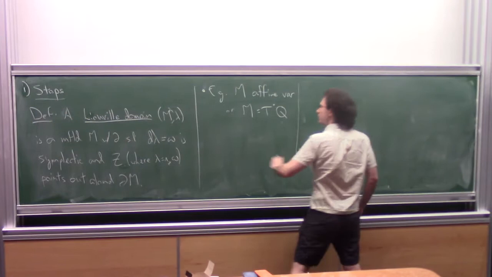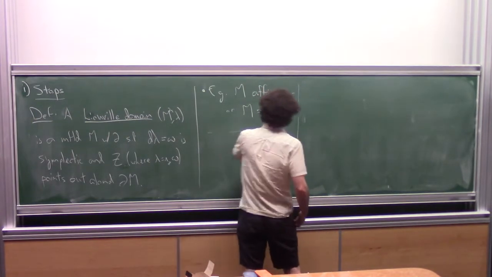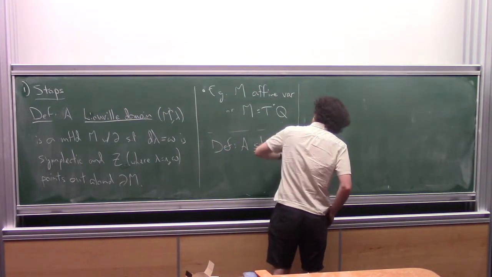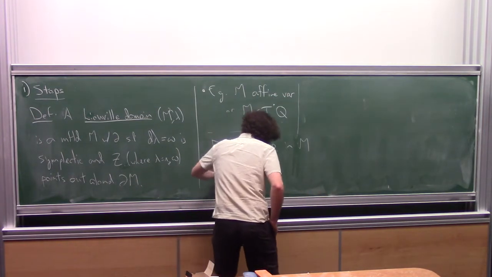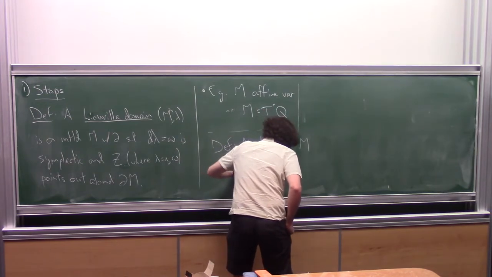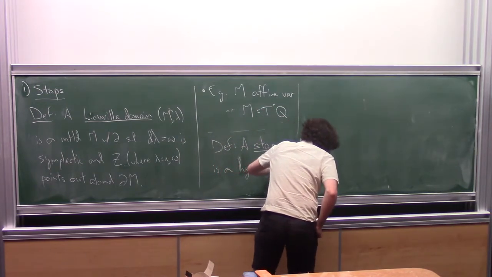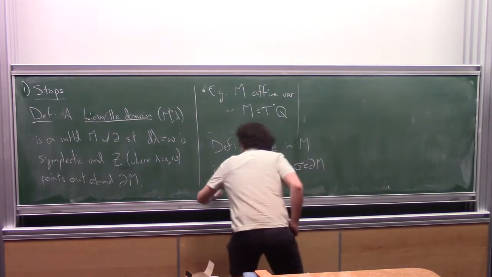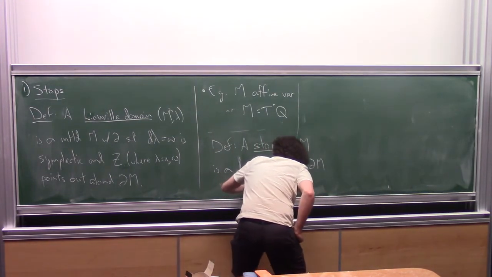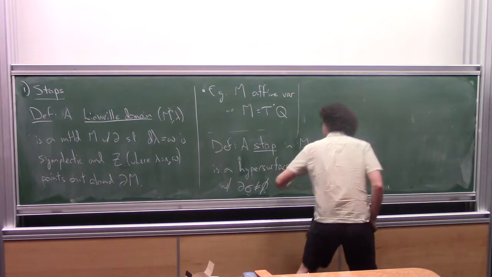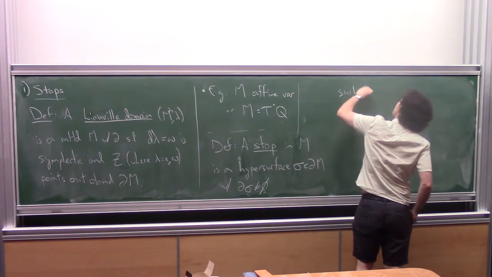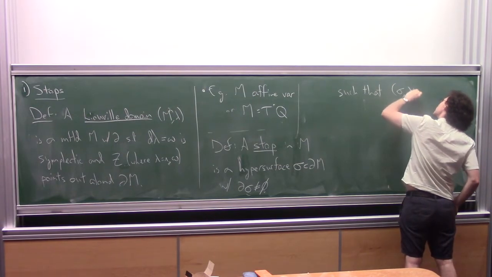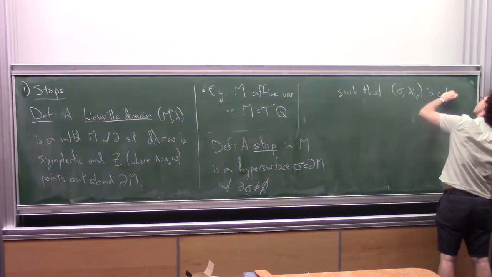So now we can define the stop. A stop in M is a Liouville hypersurface Sigma in the boundary of M, with M having nonempty boundary, such that Sigma with the one-form restricted to Sigma is a Liouville domain.